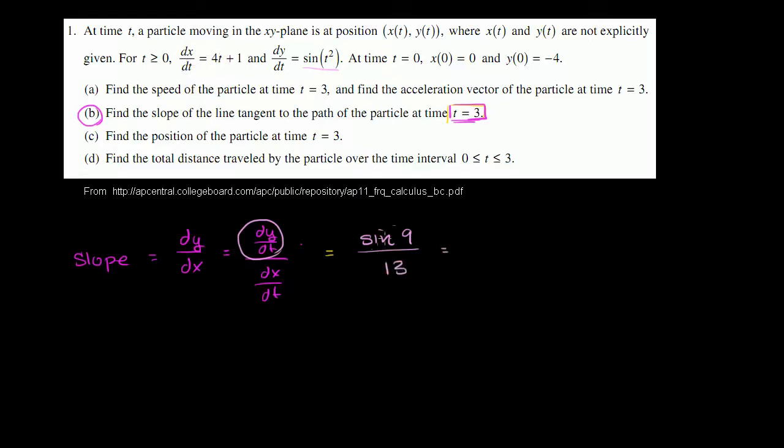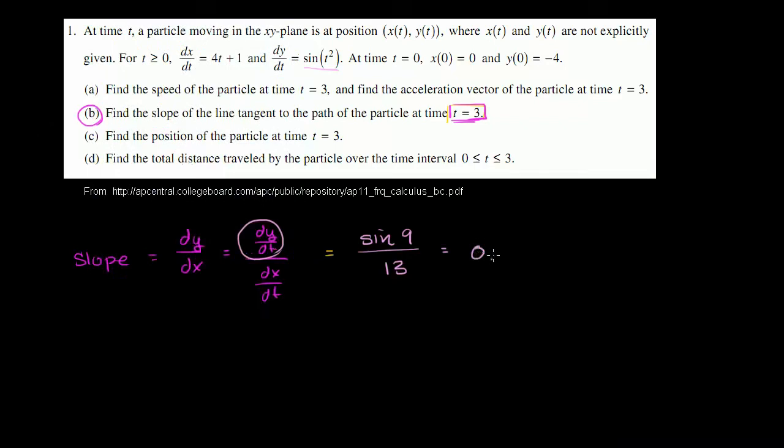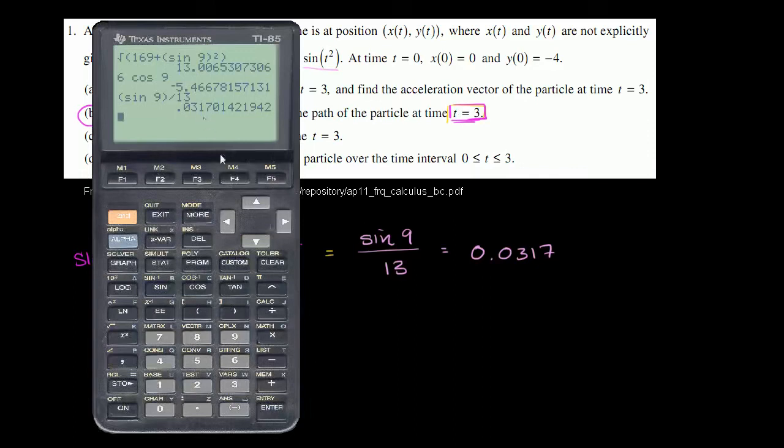And then we can just get our calculator out and evaluate this. We kind of did a lot of this work in the first problem, but let's just actually take the value. So we have sine of 9 divided by 13, which gets us 0.0317. And we're done. That's the slope of the tangent line to the path of the particle at time t is equal to 3. Did I copy that right? Yeah, 317. There you go.